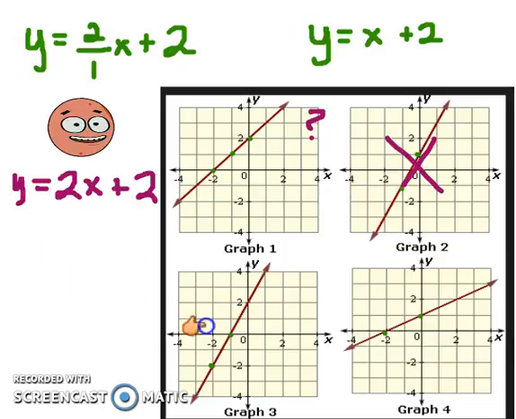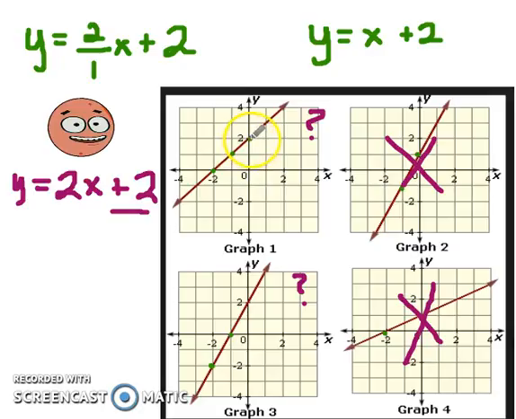And now let's look at this one. Yeah, this one crosses over at 2, so it could possibly be this one. And then I look at this graph and it says 1. Nope, can't be that graph. Doesn't have the right y-intercept of plus 2. Now I have to calculate my slope.